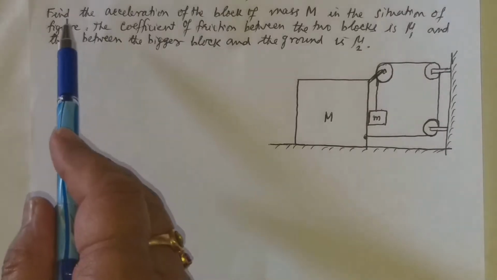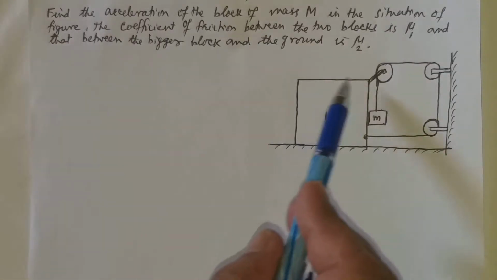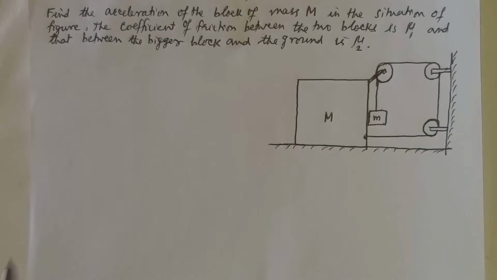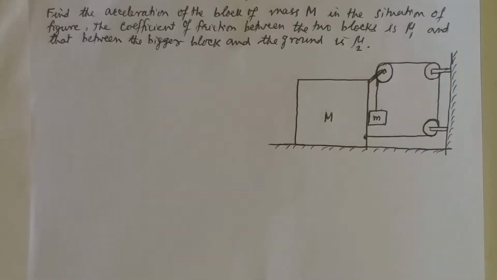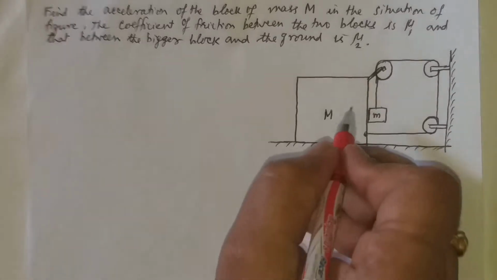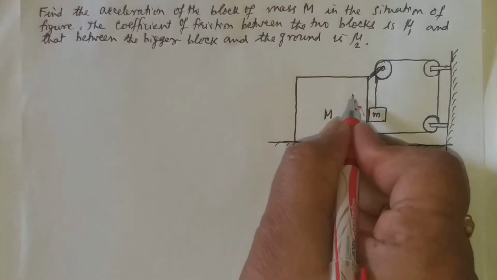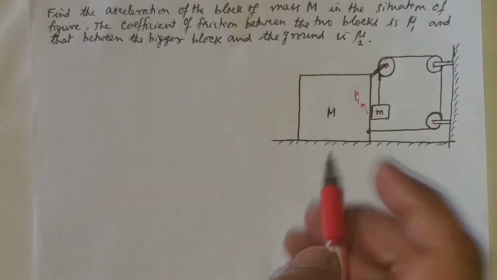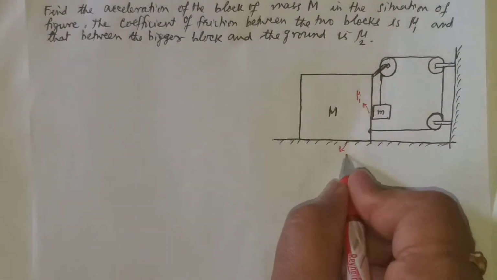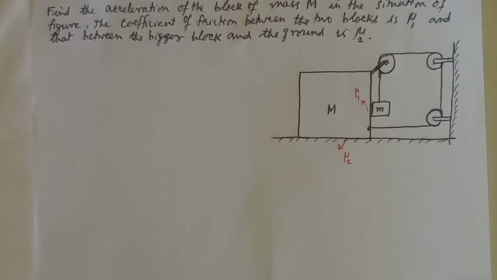So what is our job? Find the acceleration of the block of mass capital M in the situation in the figure. The coefficient of friction between the two blocks is mu1, and the coefficient of friction between the bigger block and the ground is mu2. Here we will remember it to be mu2. We have to be very careful in making the free body diagram here.